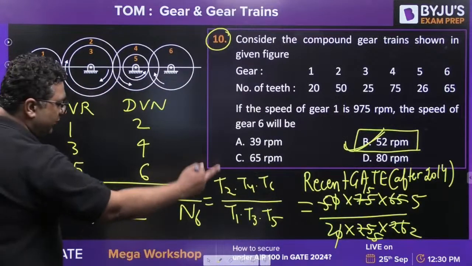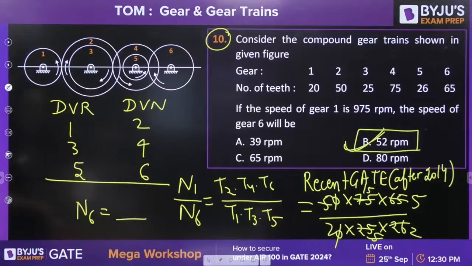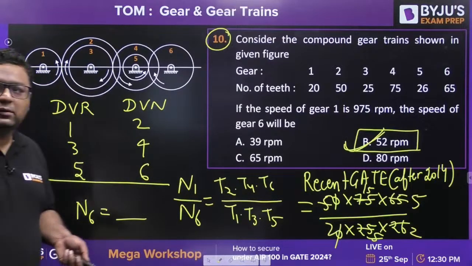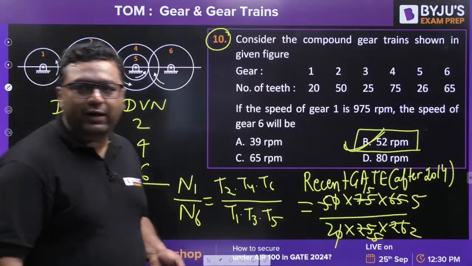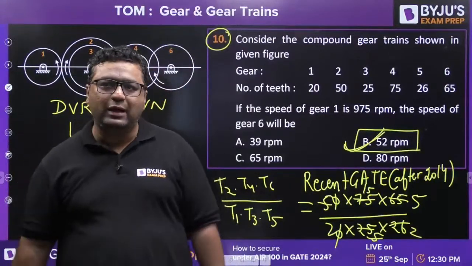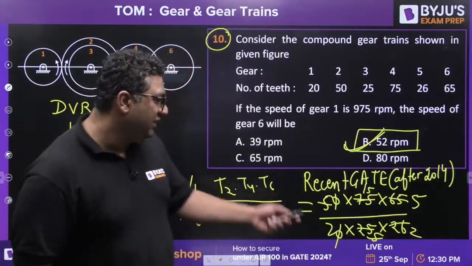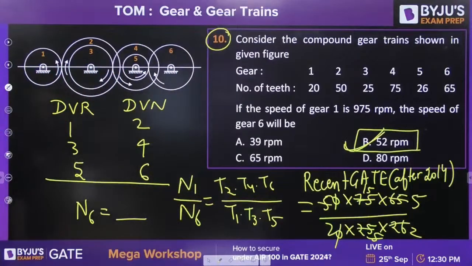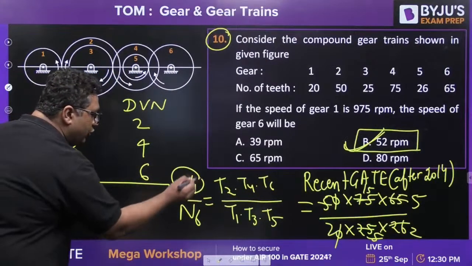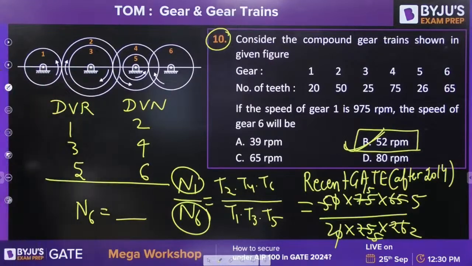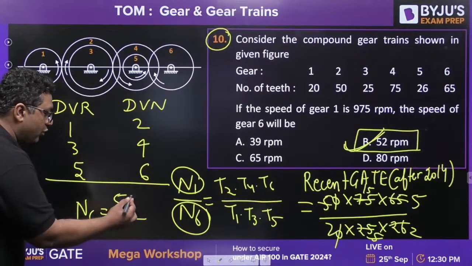There 13 will be coming, I feel. Yes. Great. Very good, Mani. Very good, Malesh. Yes, Nagaraju. Have you done it or not? I feel this is a very easy question. So you know the value of N1, you need to get N6. So you will be getting it to be 52 RPM.